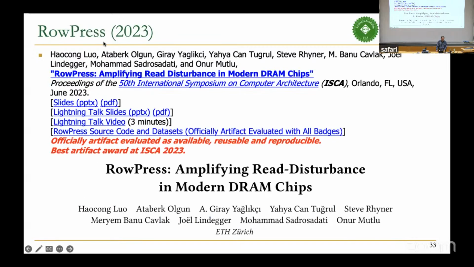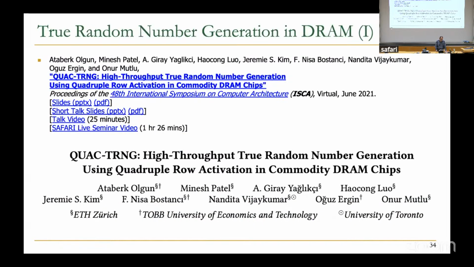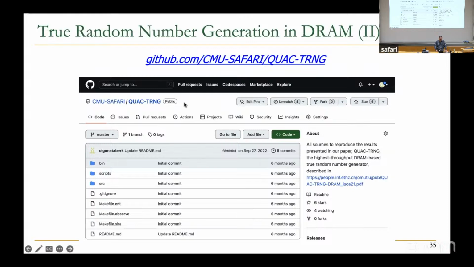There's also another work that we published in 2023 that shows there is another phenomenon called RowPress. If you keep one row in the DRAM active for a long time, that can cause errors in neighboring rows. We also use the DRAM infrastructure to, for example, generate random numbers inside your DRAM, and random numbers are important for many, many applications. So we get to the generation of random numbers in DRAM using this infrastructure.